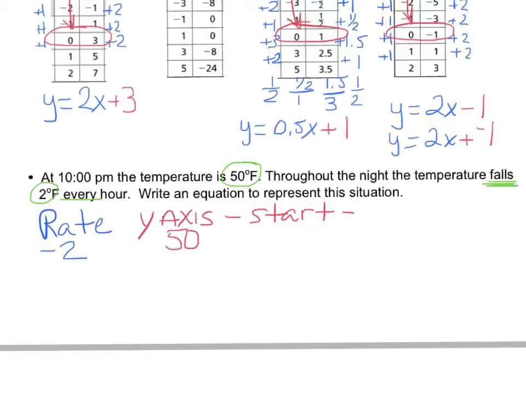So this story doesn't necessarily start at 0. It starts at 10 p.m. That's our zero hour, you could call it, where we're starting. All right, great. Let's put this equation together. So we're going to start with y equals, our dependent variable, and our rate is negative 2, so that's going to be multiplied by x, and we're starting at 50, and it's a positive 50, so we're going to be adding 50. There's our equation, y equals negative 2x plus 50.